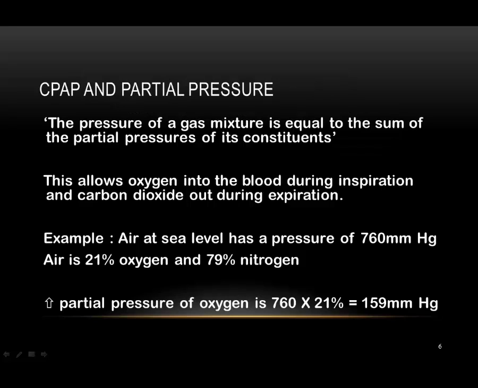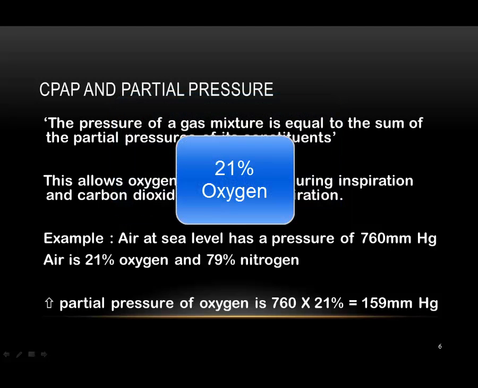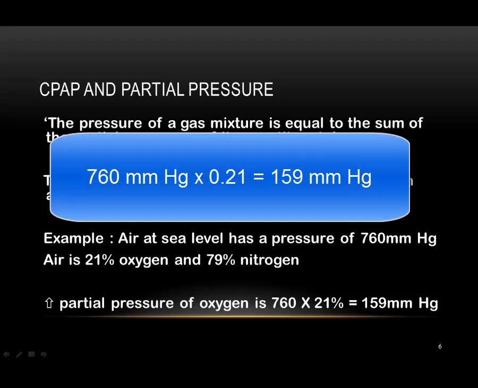We breathe in, or inspire, in order to transfer oxygen into our bloodstream, and we breathe out, or expire, to carry away the carbon dioxide. This process works because of partial pressures. The basic formula is the pressure of a gas mixture is equal to the sum of the partial pressures of its constituents. For example, air at sea level has a pressure of 760 millimeters of mercury. Air is 21% oxygen and 79% nitrogen. Therefore, the partial pressure of oxygen is 760 times 21%, which equals 159 millimeters of mercury.